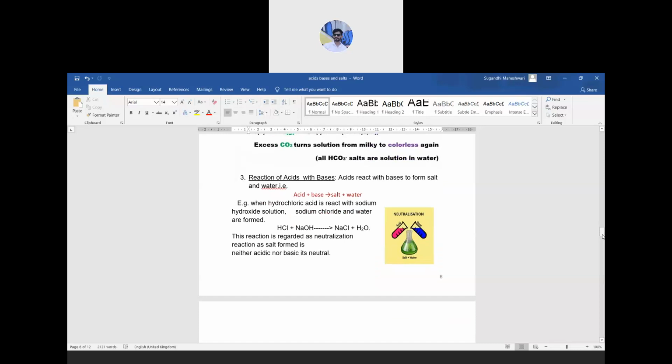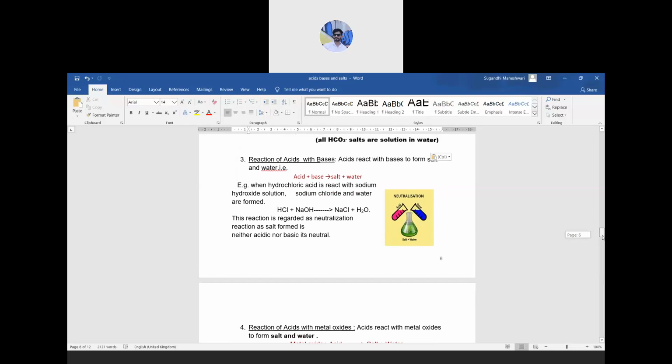Now third is reaction of acids with bases. Acid reacts with base to form salt and water. Salt and water are formed as a result of reaction between acid and base. Acid and base are two opposite things, so when they combine they form a neutral system. This reaction is known as neutralization reaction.